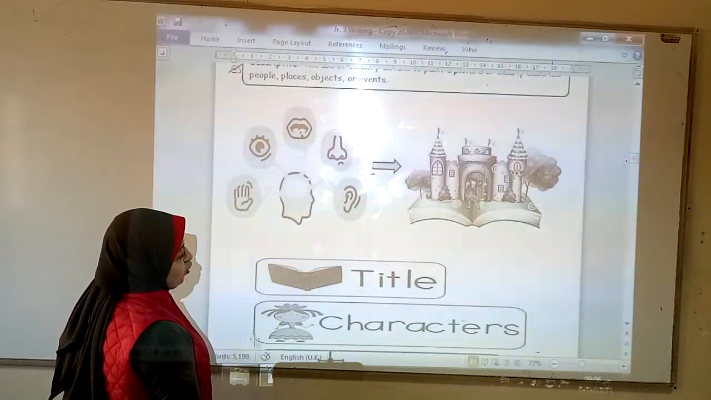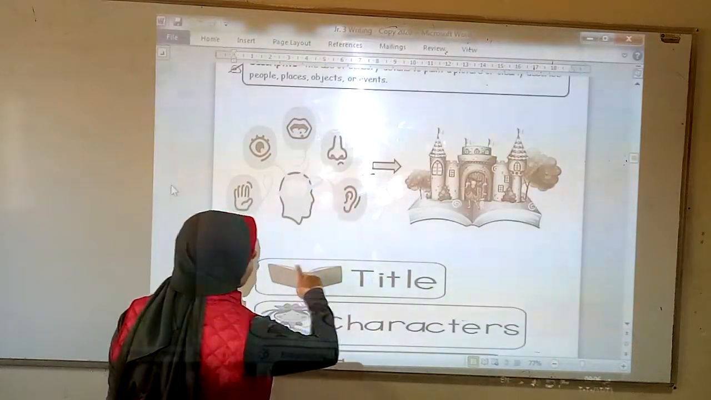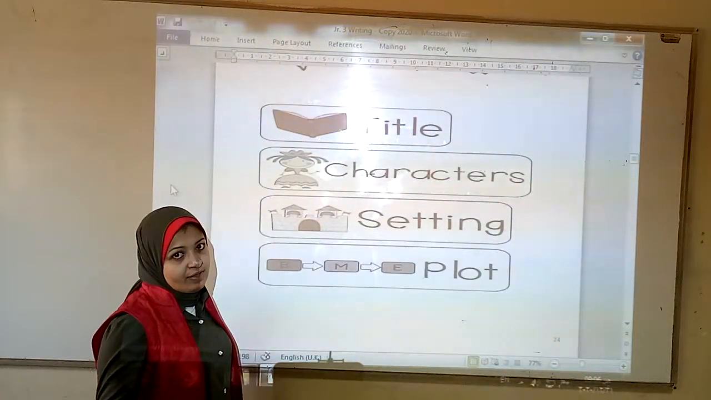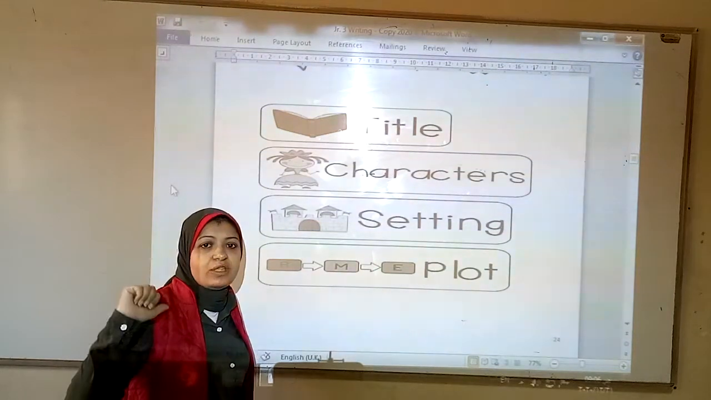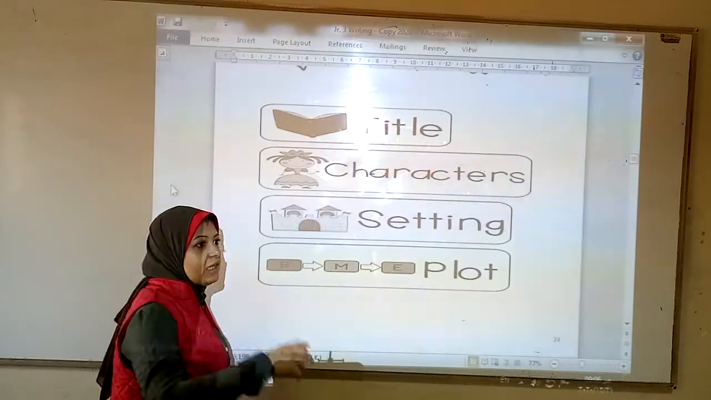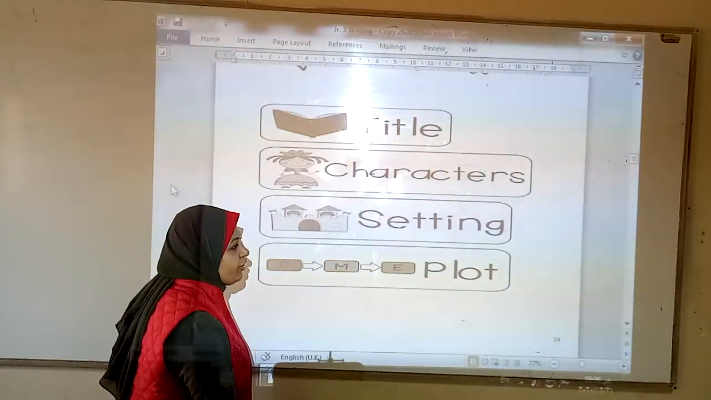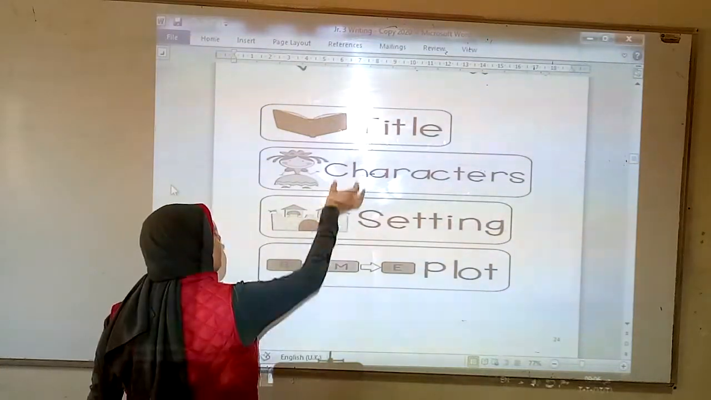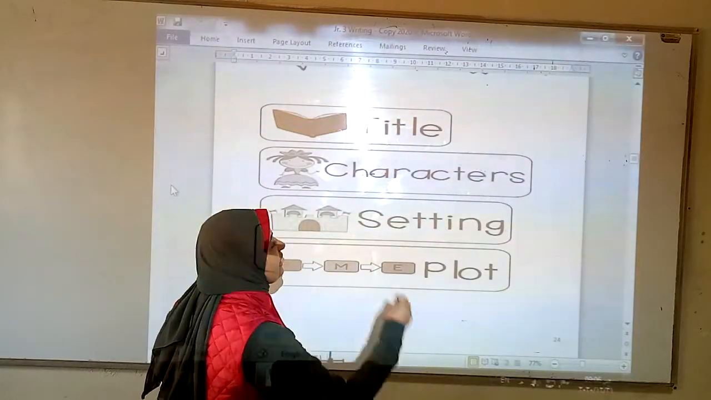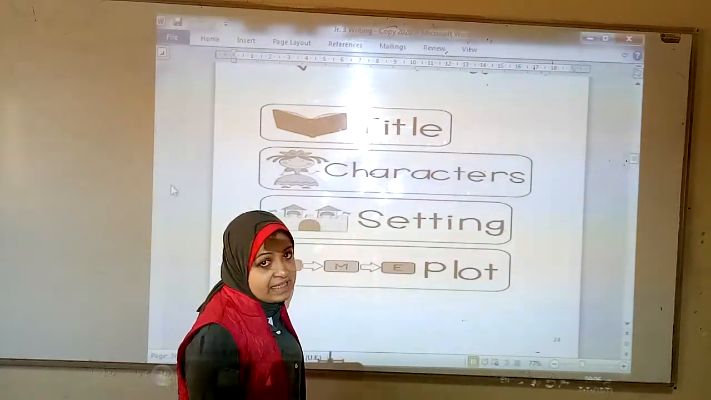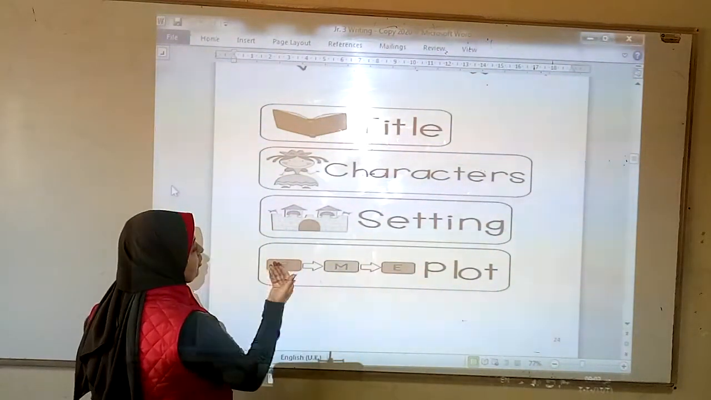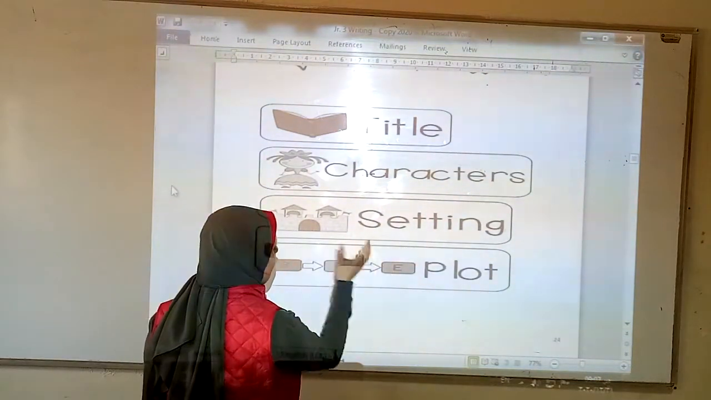As for the descriptive story, for sure, as everything, we must have a title. The title is a brief of the story, as we did while we were describing aliens or monsters. We said the scariest monster, the creepy alien. The title is the brief of the whole story. Characters, the people that are participating, and how will we describe them in details. Settings, when and where, time and place, and the plot, which has got beginning, middle, and ending.